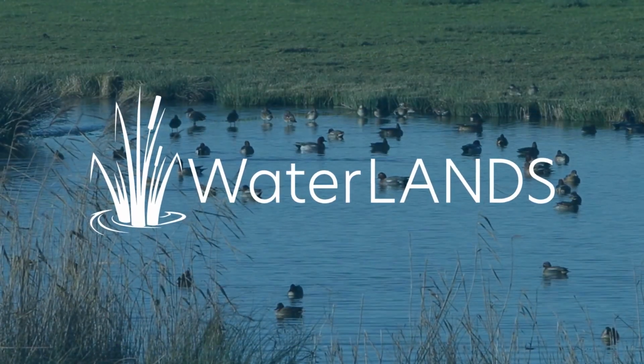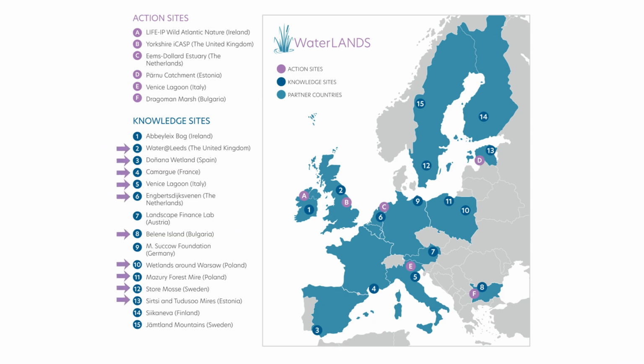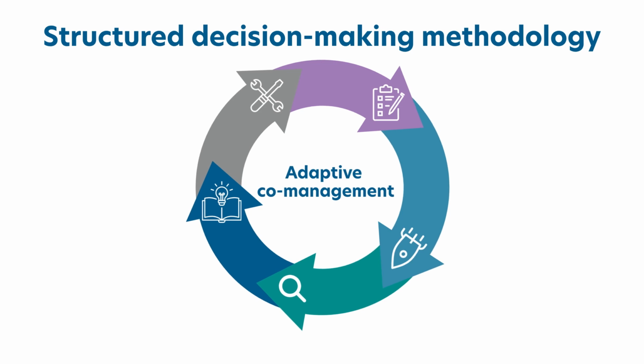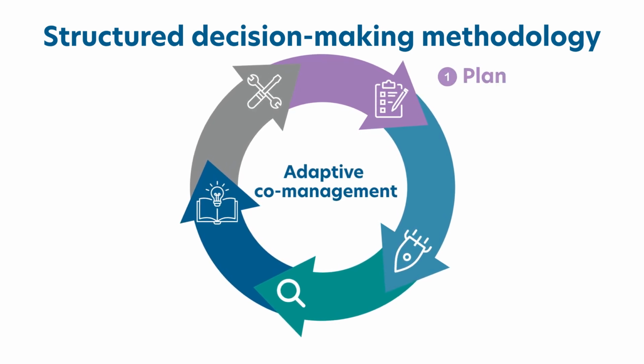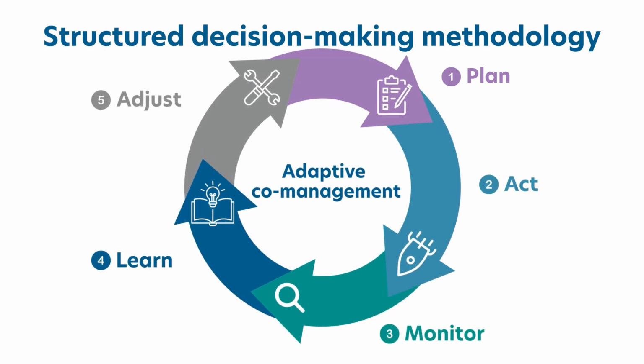DSS-AWERE was developed and tested by the WaterLANDS project, with contributions from 10 knowledge sites and 5 action sites. The system follows a structured decision-making methodology underpinned by an adaptive co-management framework. This approach emphasizes iterative learning and continuous refinement through co-design, implementation, monitoring, and evaluation cycles.